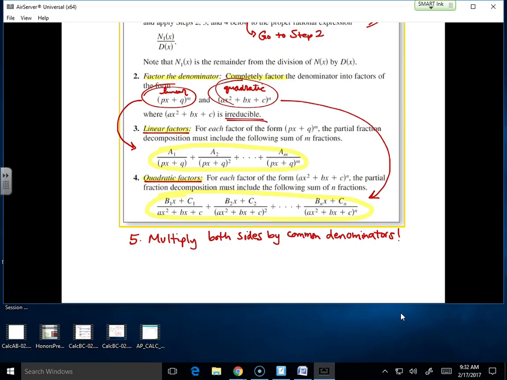Multiply both sides by the common denominators. It's going to make all of life so much easier. And then step number 6 is solve. Where do I put this? Let's do solve for. Solve for the missing variables.